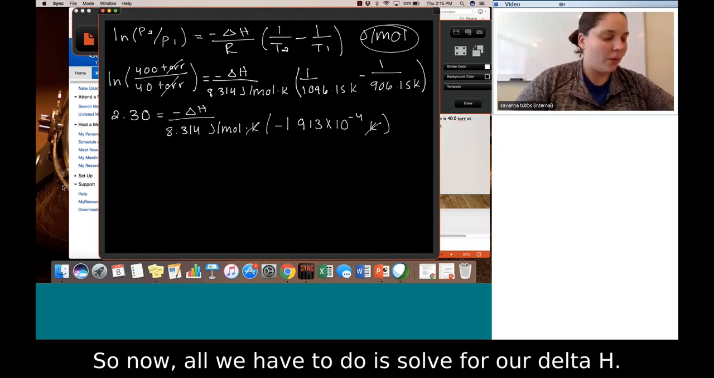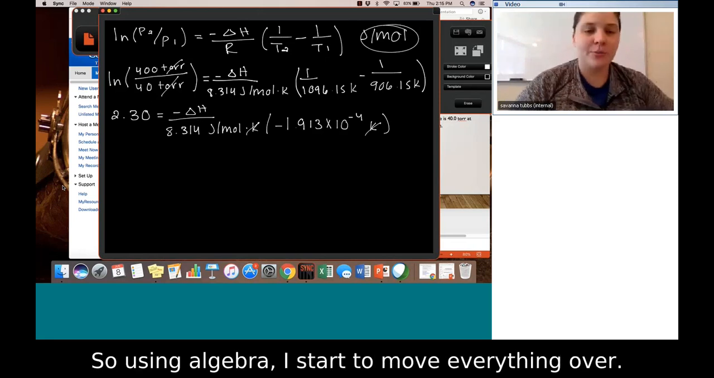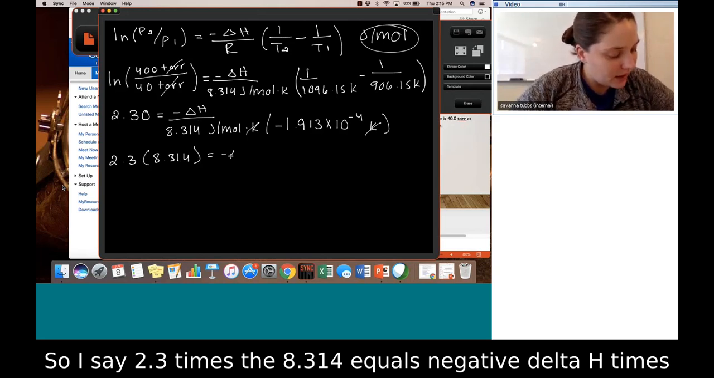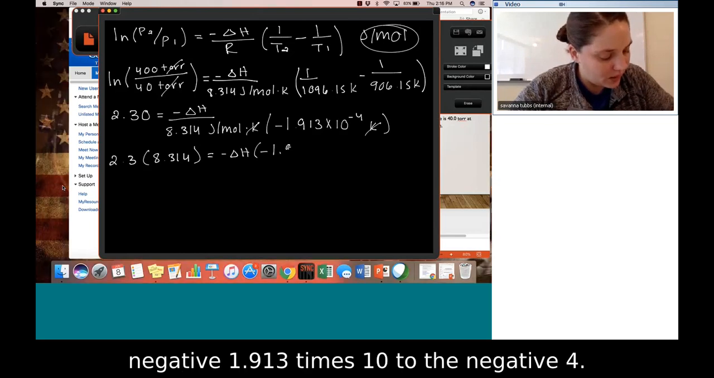So now all we have to do is solve for our delta H. Using algebra, I start to move everything over. So I say 2.3 times the 8.314 equals negative delta H times negative 1.913 times 10 to the negative 4.